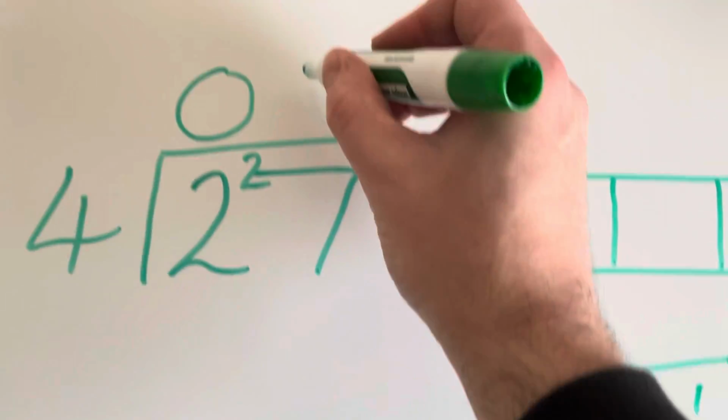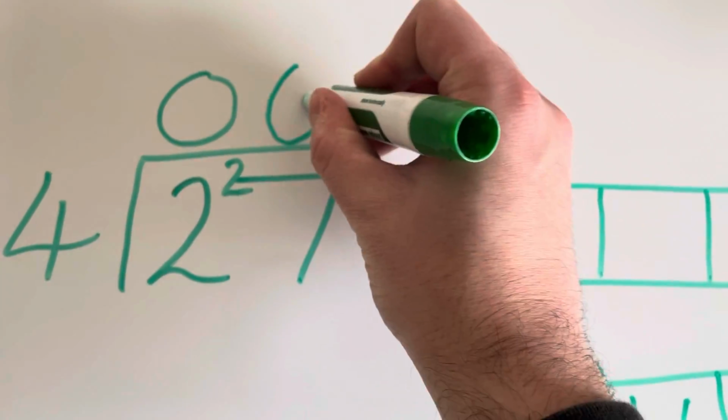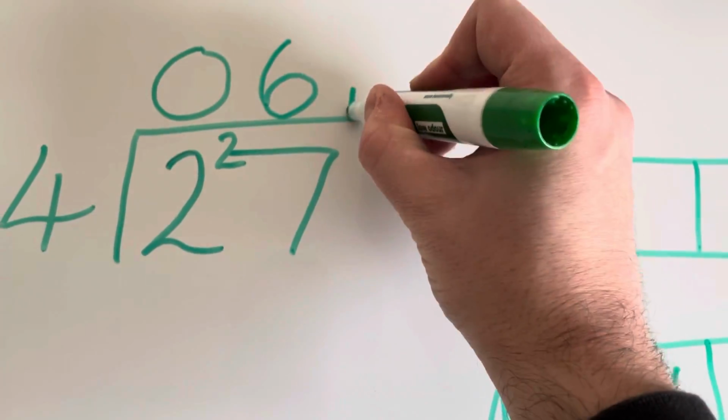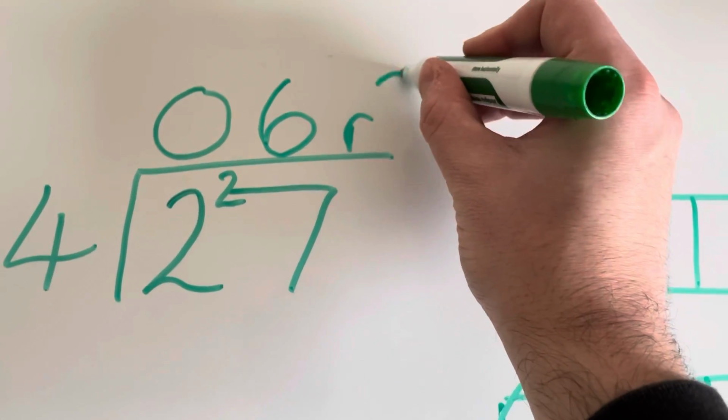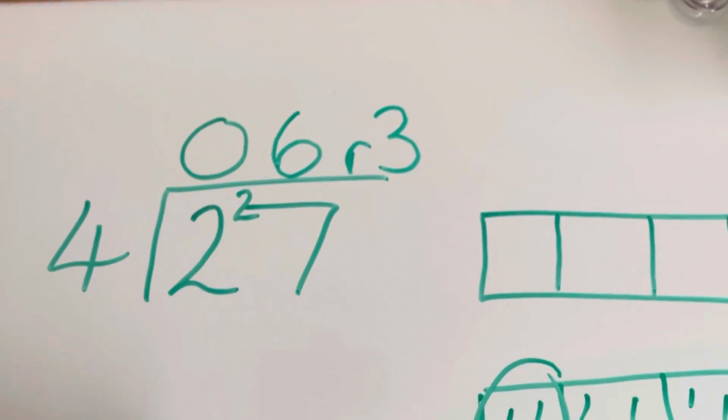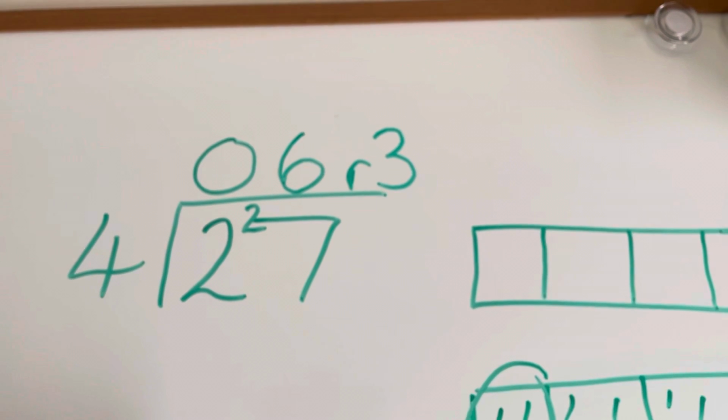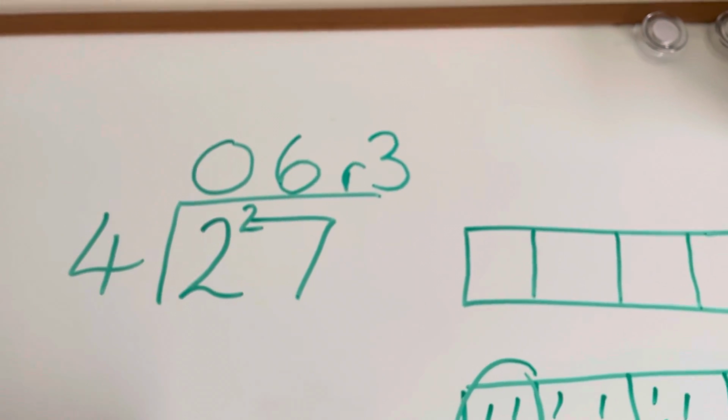So I'd come up here and I'd put how many times I managed to share it out equally there, and then my remainder goes at the side. So the answer is 6 remainder 3. But is that the only answer to this question?